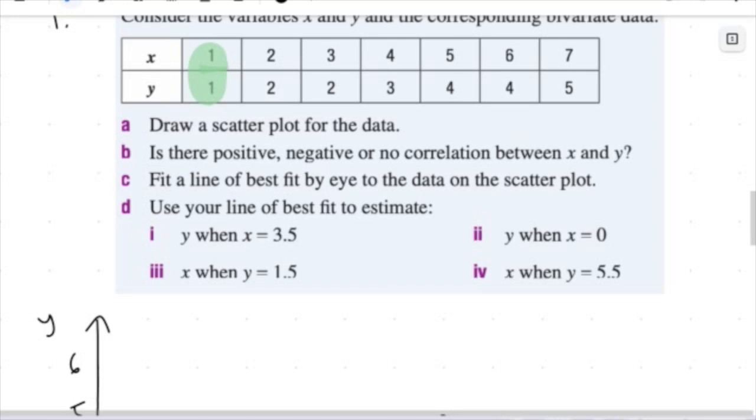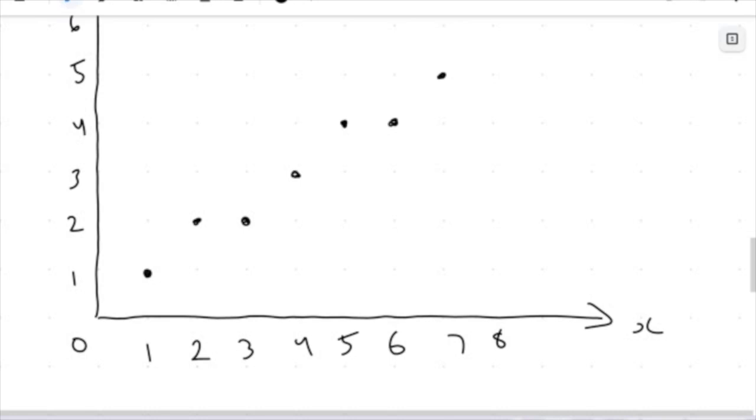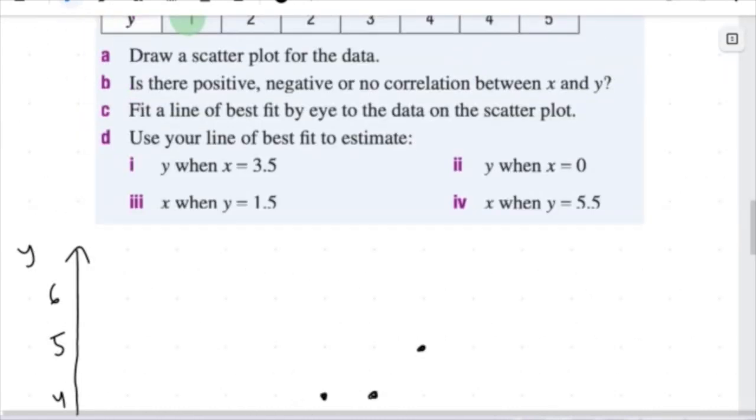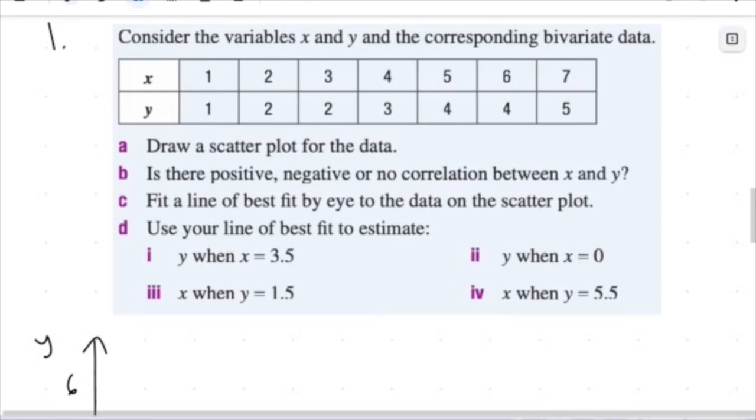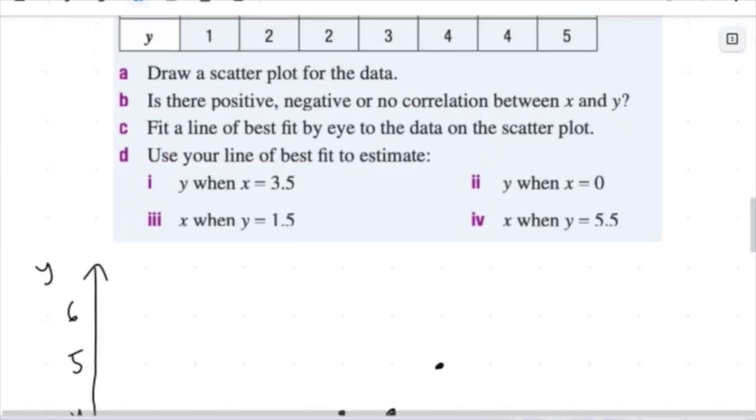Now, part B is asking us, is there a positive, negative, or no correlation between x and y? So we can clearly see here that as x goes up, y goes up as well. We can see it in the table of values, and we can also see it when we actually draw it in. So as x gets bigger, y gets bigger as well. And when we have this type of relationship, we call that a positive relationship. So for part B, there is a positive correlation between x and y.